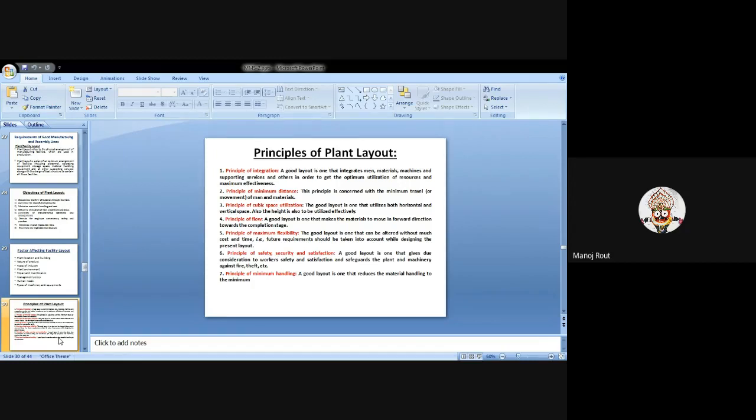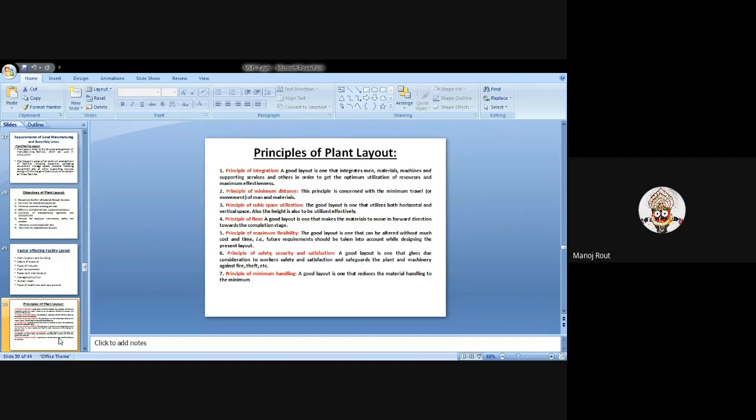The next principle is the principle of cubic space utilization. Whenever you go to the shop floor, each space should be properly utilized. A good layout is one that utilizes both horizontal as well as vertical spaces, so that height is also utilized effectively. The next is the principle of flow. A good layout is one that makes the material move in a forward direction toward the completion stage.